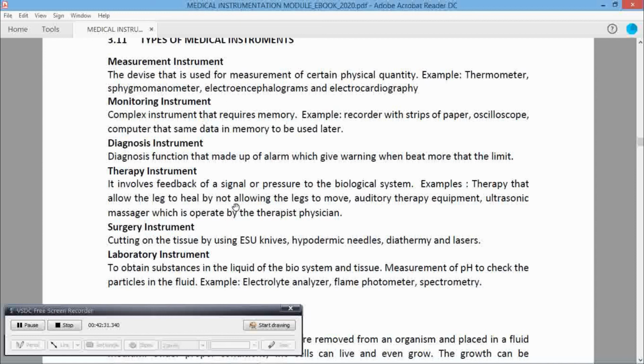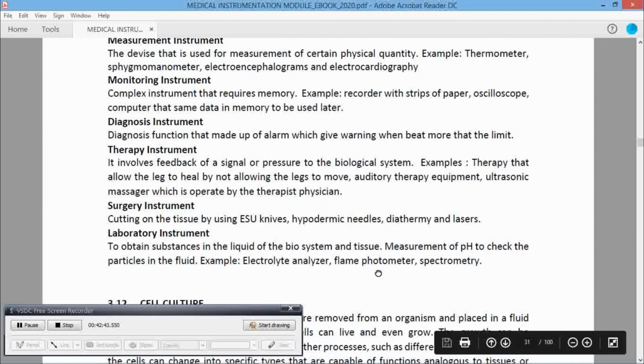Therapy instrument involves feedback of a signal or pressure to the biological system. Therapy that allow the leg to heal by not allowing the legs to move. Auditory therapy equipment, ultrasonic massager, which is operated by the therapist physician. And then we have surgery instrument, cutting of tissue, ESU knives, hypodermic needles, diathermy, and lasers. Contoh masa buat pembedahan tu kita ada pisau elektrik kan, yang boleh memotong, lepas tu boleh matikan kebocoran darah. So these are the surgery instrument.